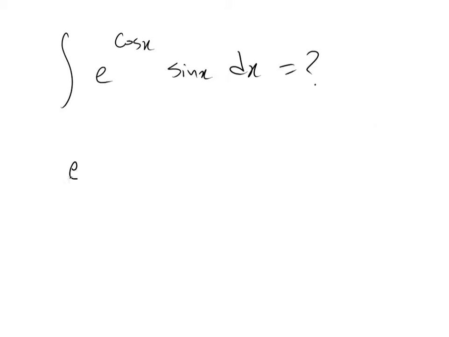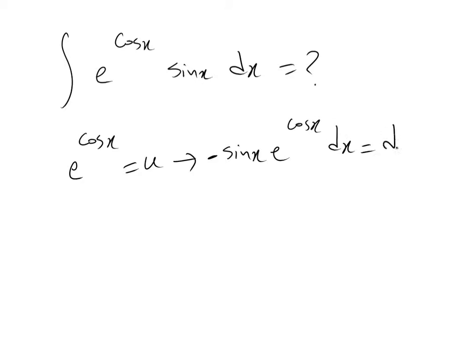So if you define e to the power of cosine x as u, and if you calculate the derivative of each side of this equation, you will get, so the derivative of e to the power of cosine x will be equal to minus sine x e to the power of cosine x dx, which is equal to du.